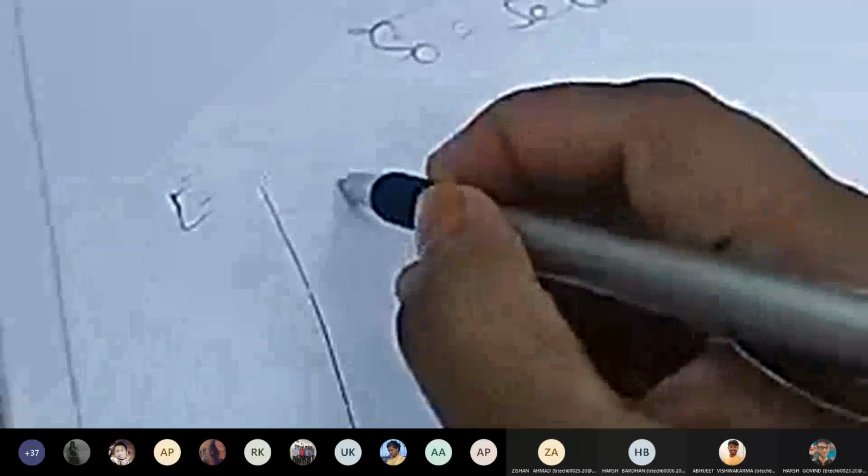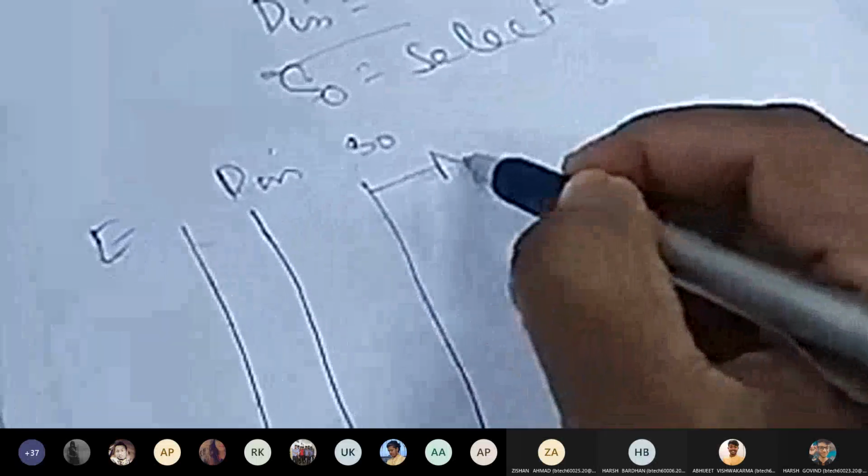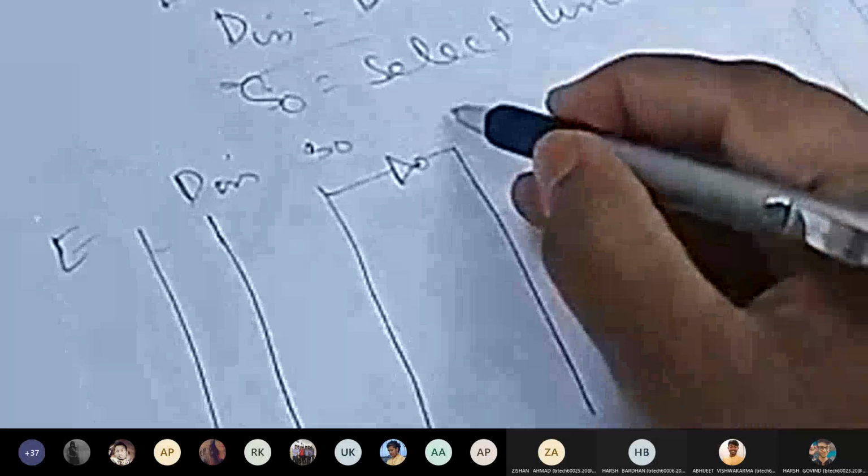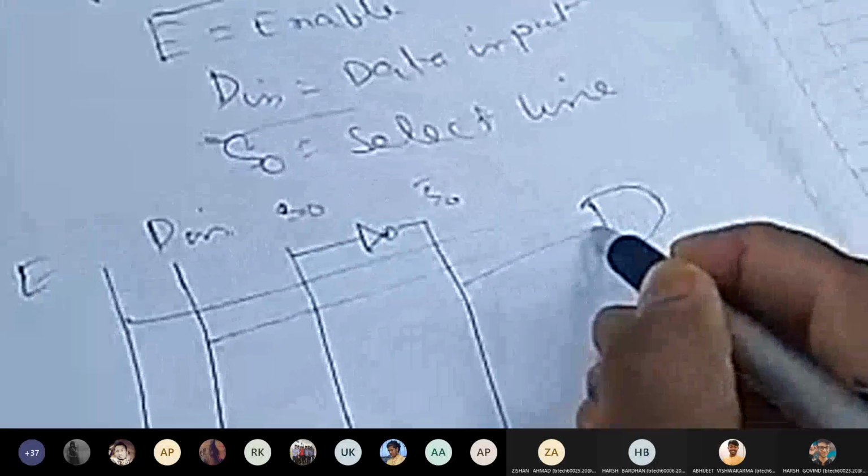For this, you have already seen the circuit diagram that I drew for you all today. This is your enable, this is your D in, this is your S0, and this is your S0 bar. So AND gate. So here, as we studied today in the class, we will be taking this E, this D, and this S0.